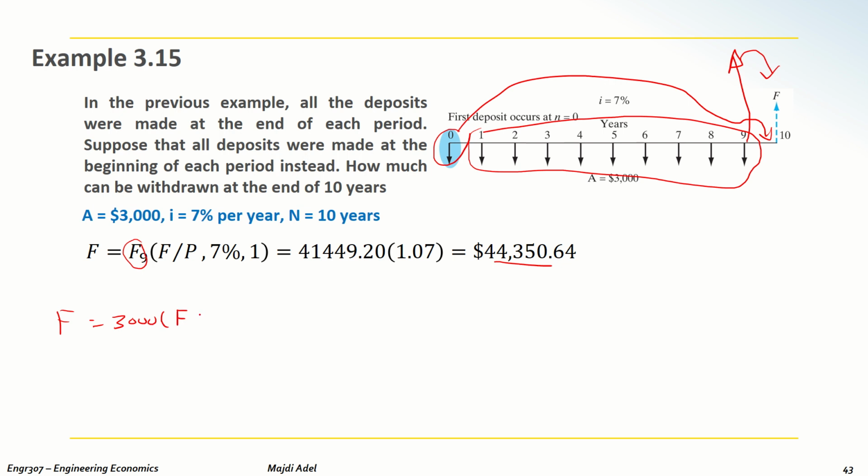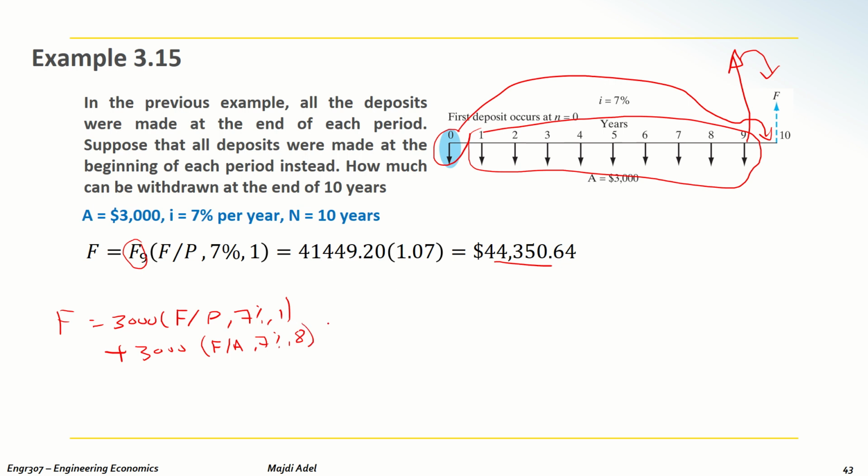I'm going to treat it as a single payment cash flow. Calculate F given B at interest rate 7% and 1 year. Okay? Plus another 3000. But this time calculate F given A at 7% and 8 interest periods.